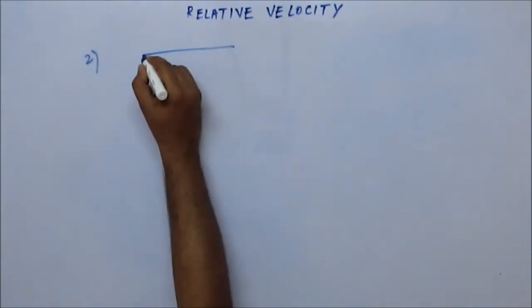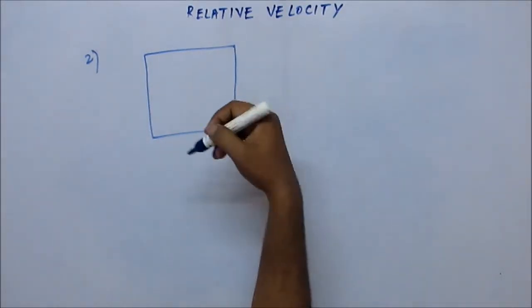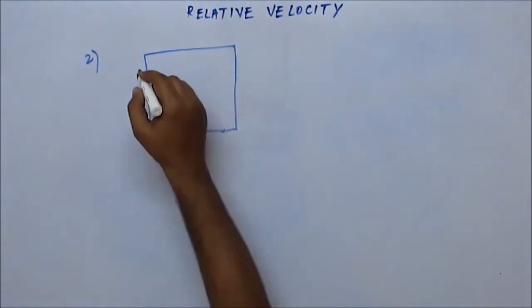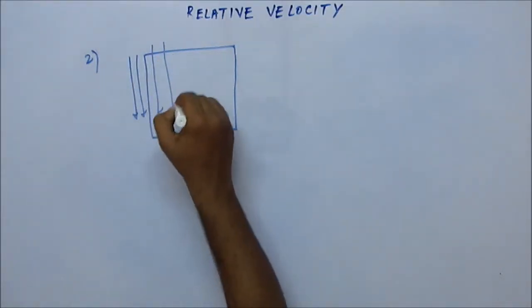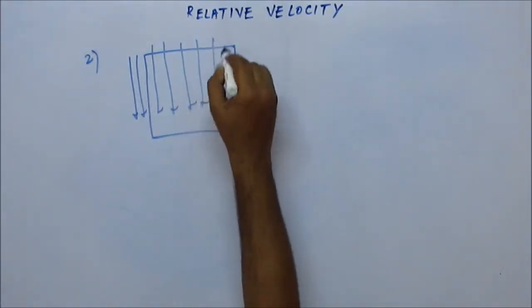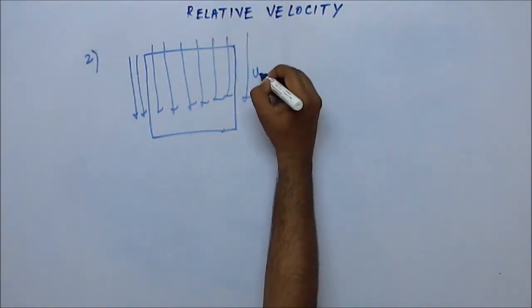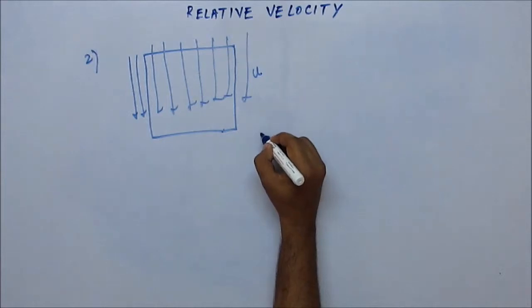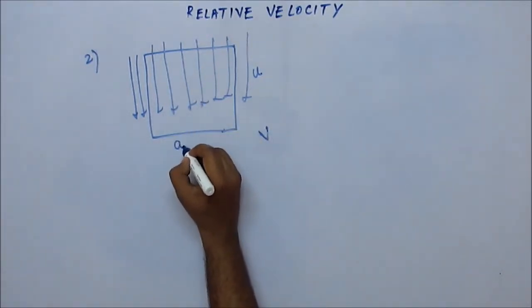Similarly, if we have another problem very similar to this. Suppose there's a square and wind is blowing along one side of the square. Suppose wind is blowing like this, along this side of the square. The wind velocity is u and the aeroplane velocity is v, and the side of the square is a.